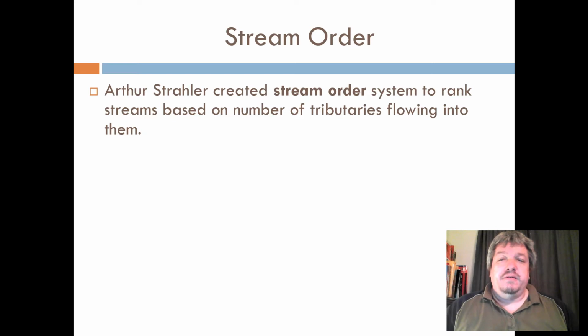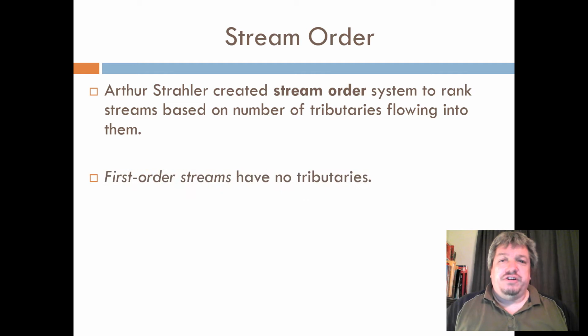This is a system that was created by Arthur Strahler to look at various streams and tributaries and kind of compare like to like. He created this system that ranks the order of a stream based on how many tributaries it has. So the higher the order, the more tributaries it has. For instance, a first order stream is very small and has no tributaries. So this would be like the small creek you might find in the forest reserve.